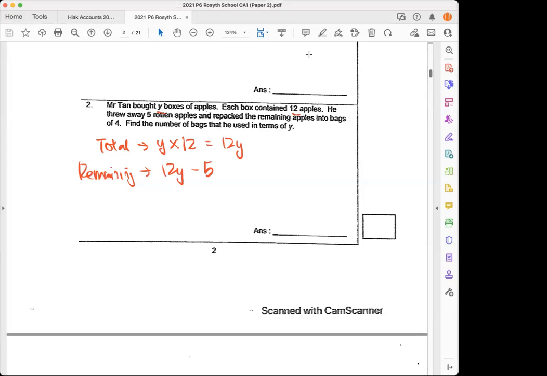The question is, find the number of bags that he used in terms of Y. So he repacked the remaining apples into bags of 4. So this 12Y minus 5 is the remaining apples, and if you are going to pack them into bags of 4, you divide it by 4 and you get the number of bags. So the answer is 12Y minus 5 over 4. Let's continue with Question number 3.